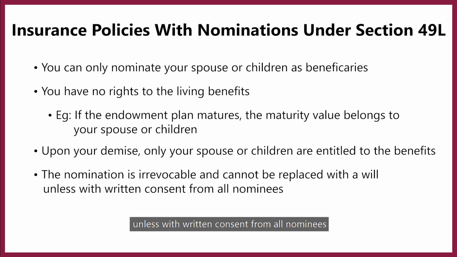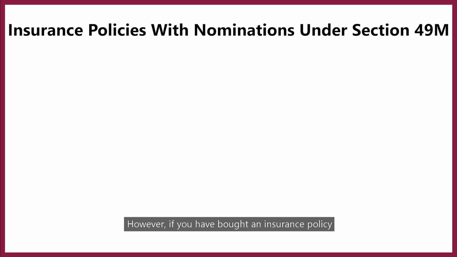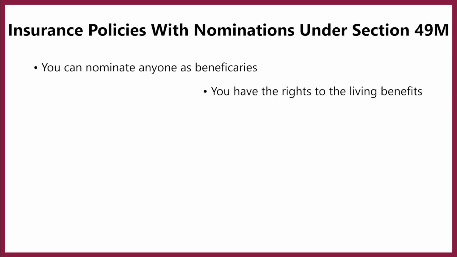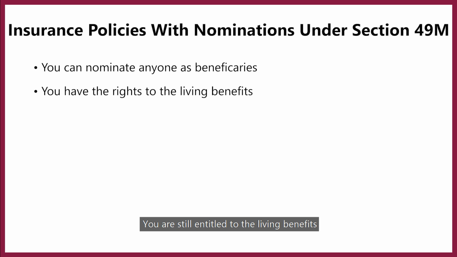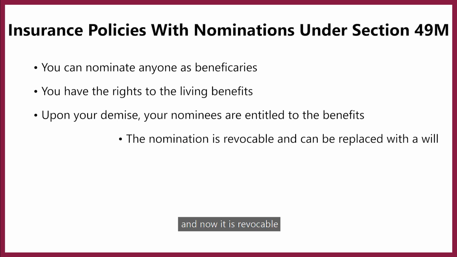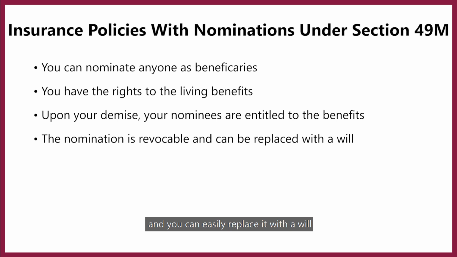However, if you have bought an insurance policy and you nominate your beneficiaries under Section 49M, then you can nominate anyone. You are still entitled to the living benefits. Upon your demise, your nominees will be entitled to the death benefits. And now it is revocable and you can easily replace it with a will.